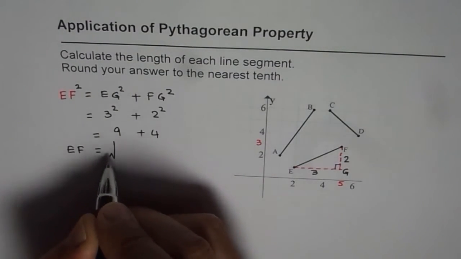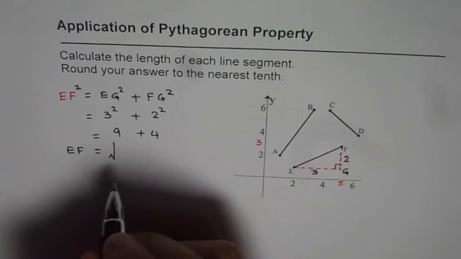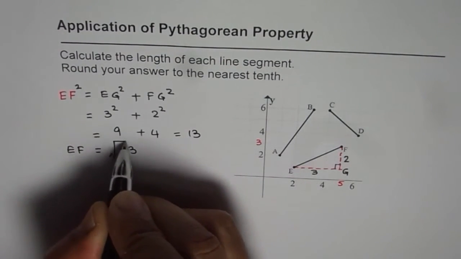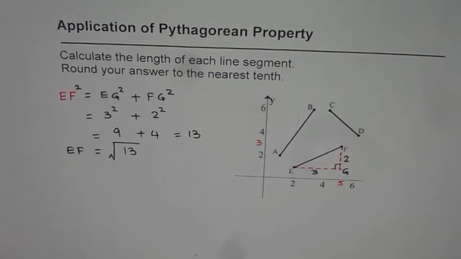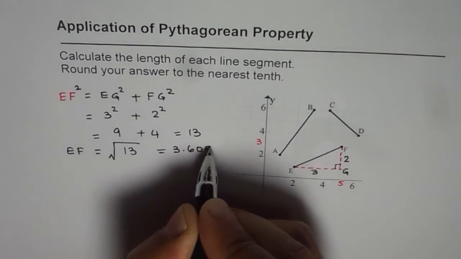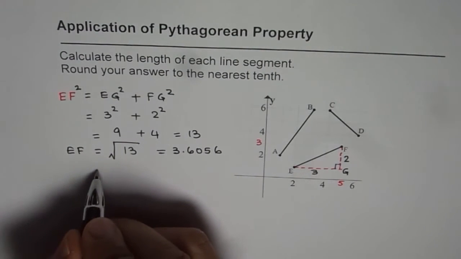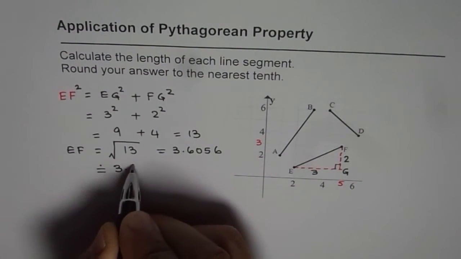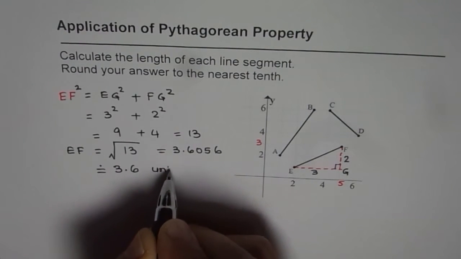What is the length of the segment EF? It is square root of 9 plus 4, right? 9 plus 4 is 13. So it is square root of 13. So that is how we can find the length. So let's use calculator to find square root of 13. 3.6056. And let us round it to the nearest tenth. So we get our answer as 3.6 units.